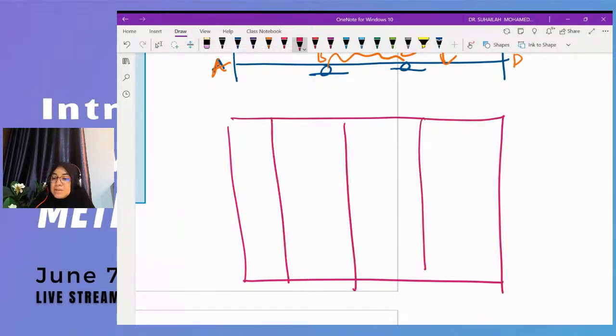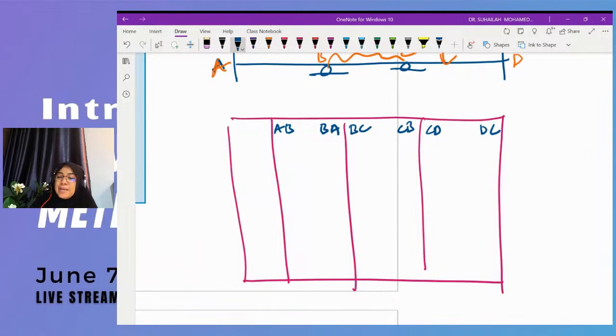We have three members. Member AB has two ends, so we have to count two: AB and BA. And then we have member BC. This is BC, this is CB. Member BC has two ends, B and C, so we have BC and CB. And member CD has two ends, C and D, so we have CD and DC.